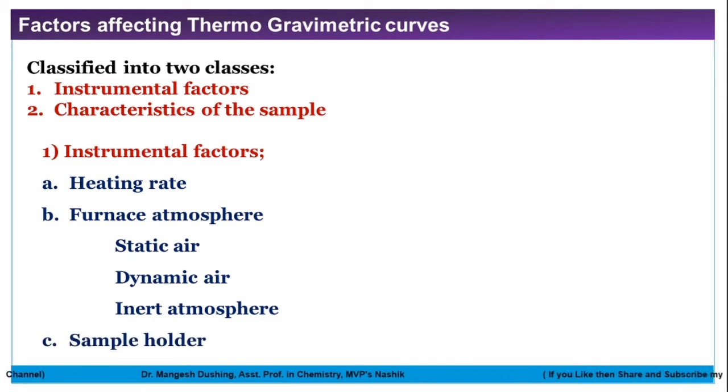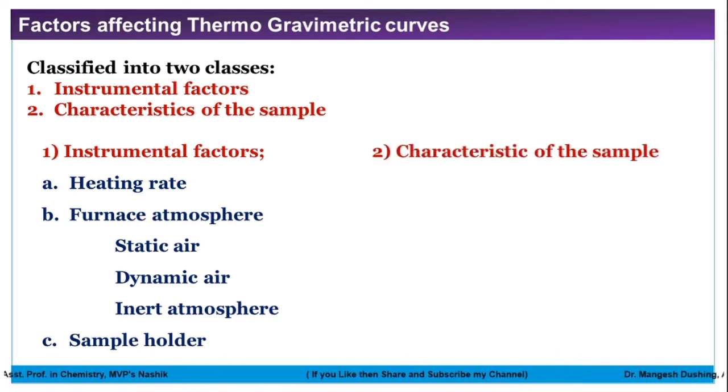The third factor is the sample holder. The shape and size of the sample holder can change the nature of the thermogravimetric curve. Sample holders in the form of flat plates and crucibles are used. Generally, a shallow dish like a petri dish is preferred over other shapes because it ensures more uniform heating and rapid exchange of gases between the sample and the surrounding atmosphere, like the furnace atmosphere. So these are the instrumental factors which affect the thermogravimetric curves.